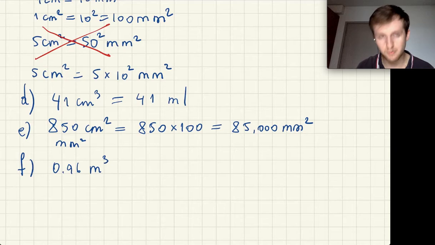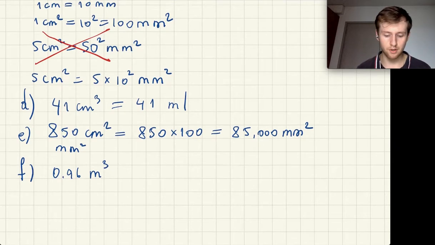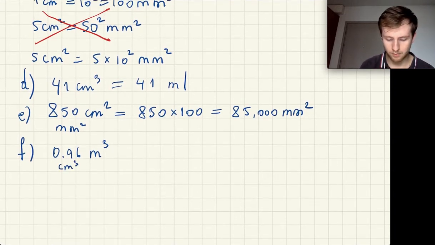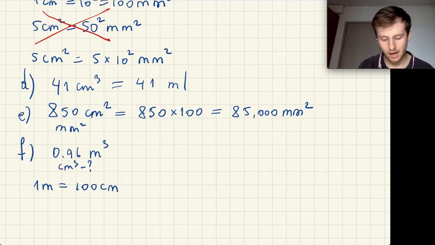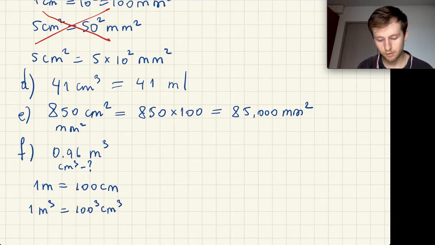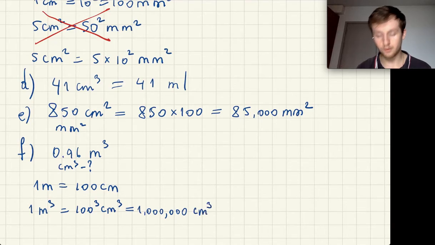0.96 meters cubed. How many centimeters cubed is that? We know that 1 meter equals 100 centimeters, and that means 1 meter cubed would be equal to 100 cubed centimeters cubed. 100 cubed is a million. So 1 cubic meter equals 1 million cubic centimeters.